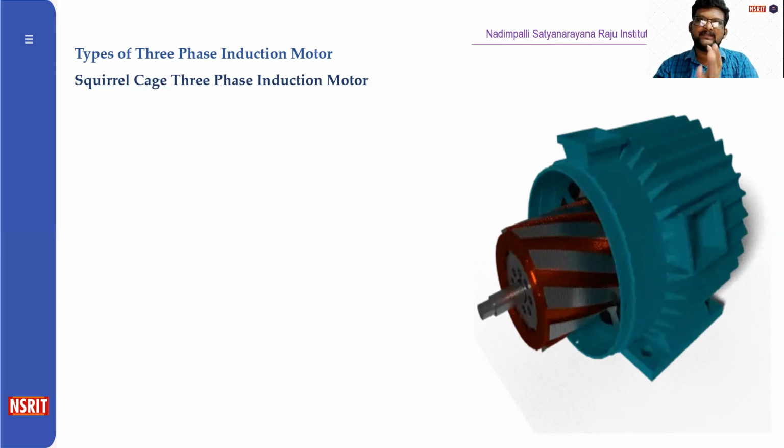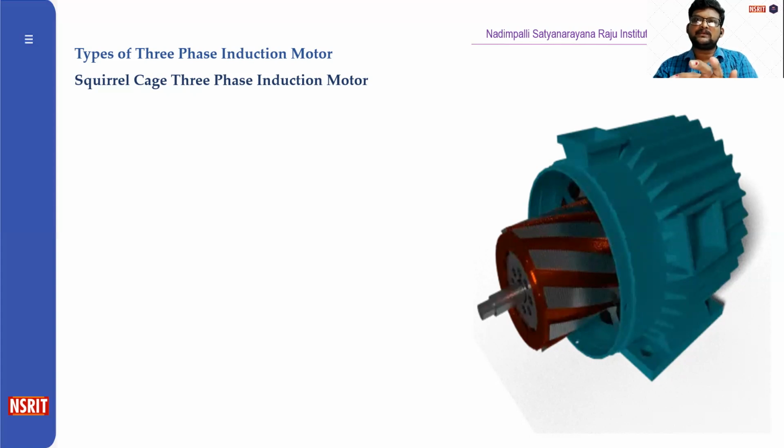The rotor of the squirrel cage three-phase induction motor is cylindrical and has slots on its periphery. The slots are not made parallel to each other, but are a bit skewed. The skewing prevents magnetic locking of stator and rotor teeth and makes the working of the motor smoother and quieter. This squirrel cage rotor consists of aluminum, brass, or copper bars.